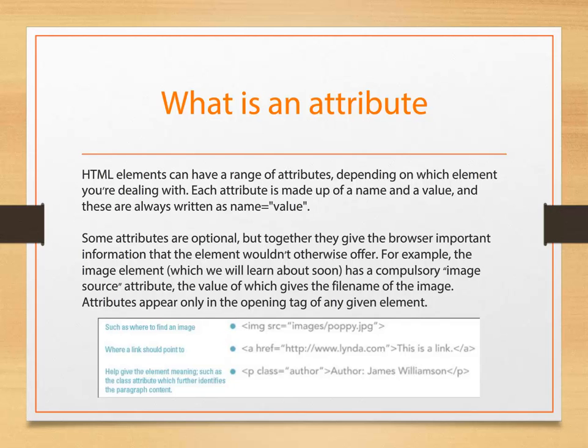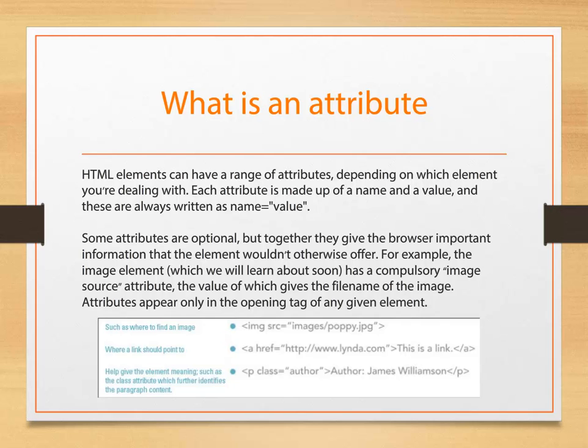For example, the image element, which we'll learn about a little later, has a compulsory image source attribute, the value of which gives the file name of the image. Attributes appear only in the opening tag of any given element. If you look at the graphic at the bottom of your slide, you will see some of the different attributes and what they're going for.